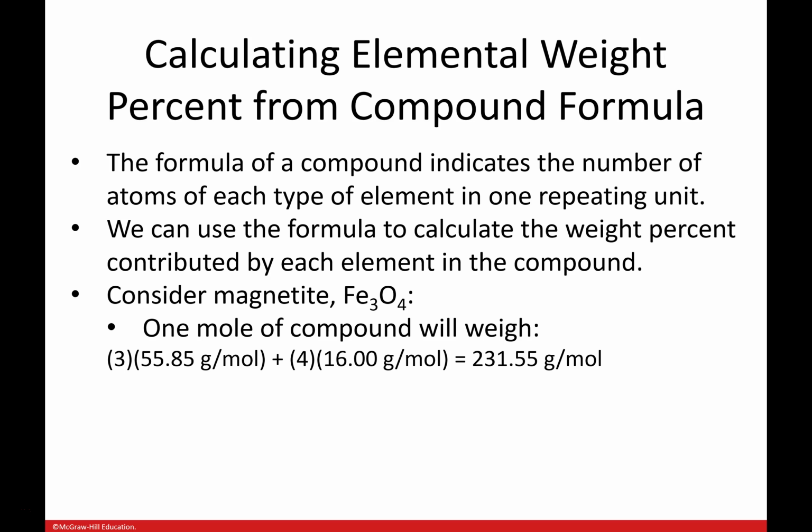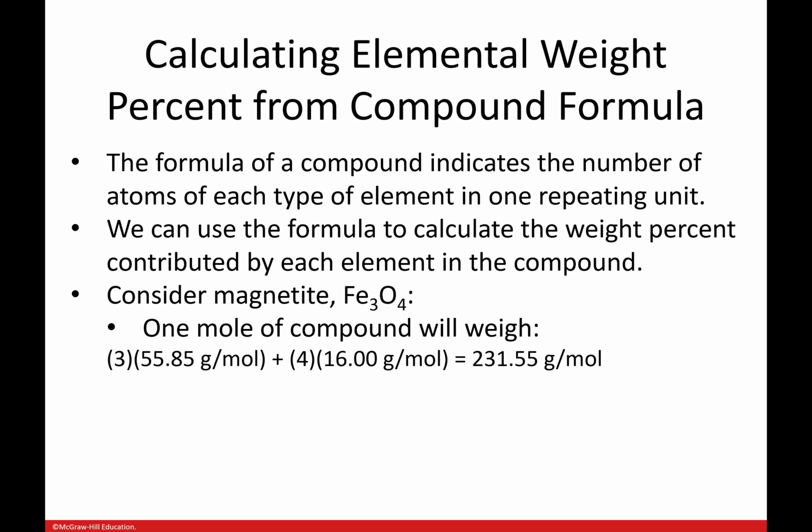So to work this problem, what works well is to come up with a total mass of 1 mole of Fe3O4. Well, we're going to have to take 3 times the mass of 1 iron, so 3 times 55.85 grams per mole for the Fe, plus 4 times the molar mass for oxygen, which is 16.00. So if I have 1 mole of Fe3O4, I have 231.55 grams per mole.